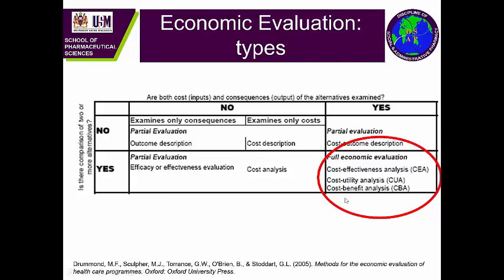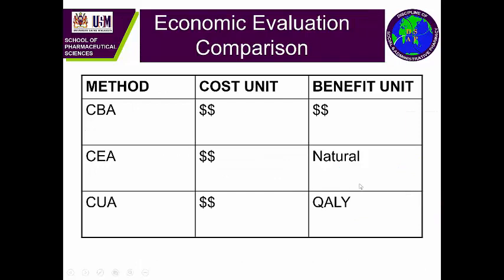So there are only three types of studies that qualify as full economic evaluation, which are cost effectiveness analysis, CEA, cost utility analysis, CUA, and cost benefit analysis, CBA. All these three methods measure cost in the same unit, which is the dollar sign or ringgit sign, whichever currency value that you're using. The only difference between the three of them is how they take into account the benefit unit.